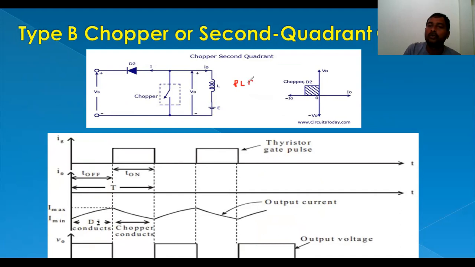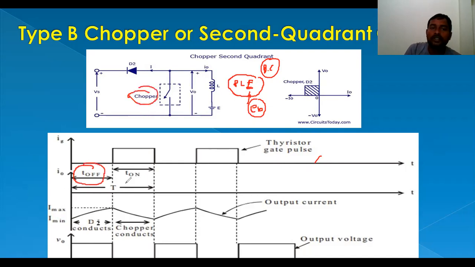This is possible only with RLE load. E is nothing but back EMF, so that is called a DC motor. Simply this is a DC motor. The DC motor has a back EMF that is more than the supply voltage. Look at this one: the off position is nothing but the chopper is off. On position is nothing but the chopper is on.